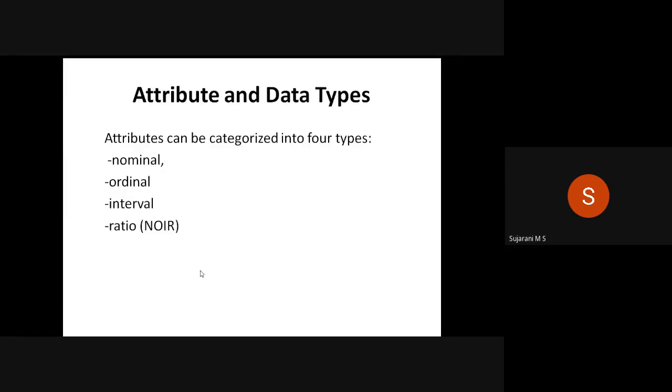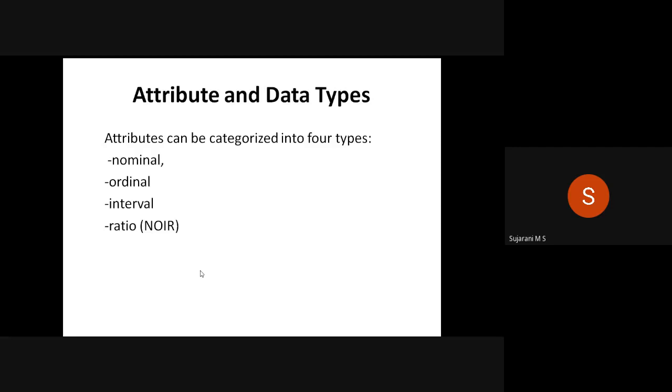Okay, next: what are the attributes and data types used in R programming? This is an important question that can be asked in the examination. It was a previous year question: what are the attributes and data types used in R programming? It's a very important question. The attributes can be categorized into 4 types: nominal, ordinal, interval, and ratio.